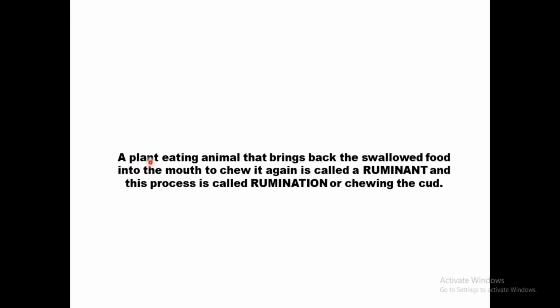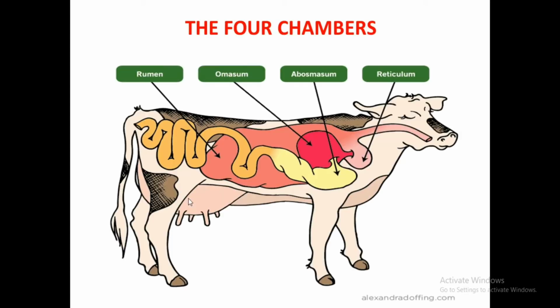A plant-eating animal that brings back the swallowed food into the mouth to chew it again is called a ruminant. The process is called rumination or chewing the cud. Now, the cow's stomach has 4 chambers. They are the rumen, then the reticulum, then the omasum and the abomasum. These are the 4 chambers of a cow's stomach.